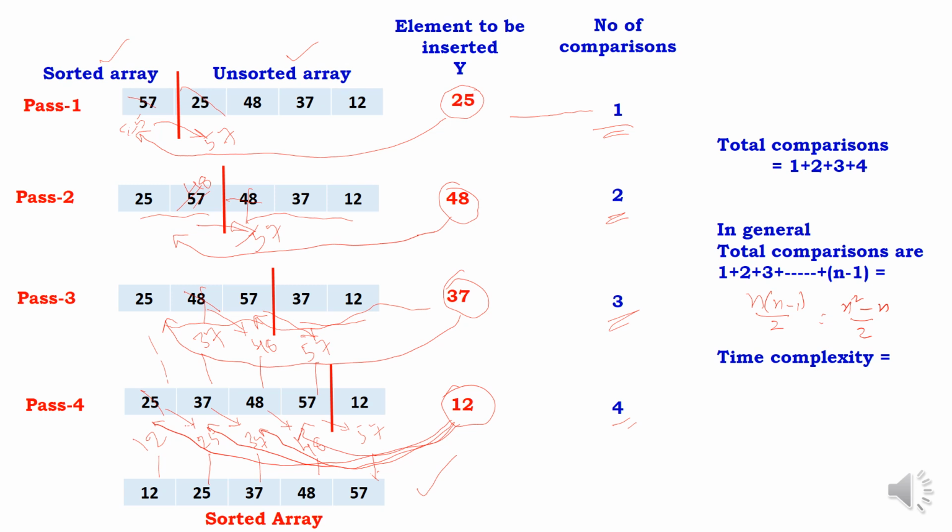The time complexity of any algorithm is directly proportional to the number of executable instructions or comparisons. Here, we consider the total number of comparisons. So the total number of comparisons is n square minus n by 2. The time complexity of insertion sort is order of n square.